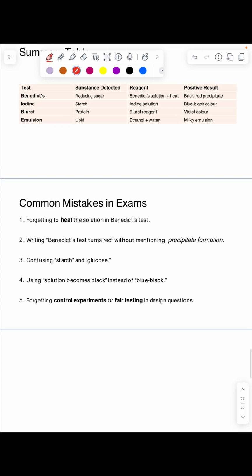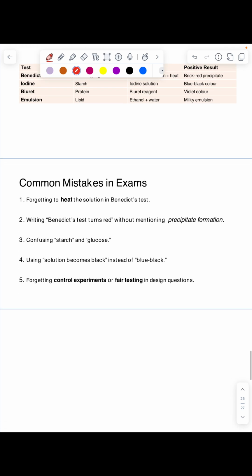अस्सलाम वालेकुम। आज हम बात करेंगे about the common mistakes that students do while attempting the questions for biological molecules while attempting the practical or alternate to practical questions.